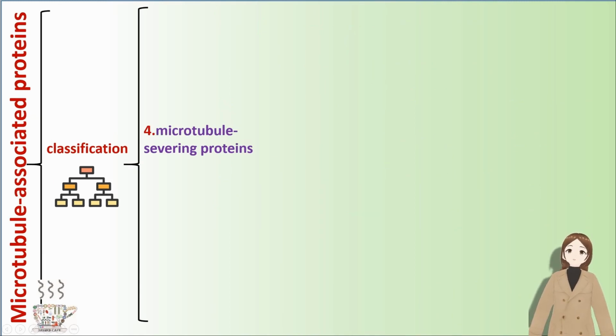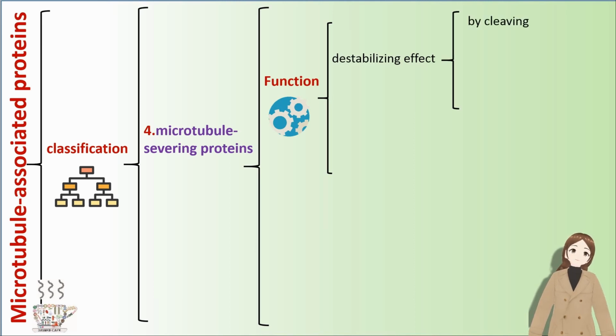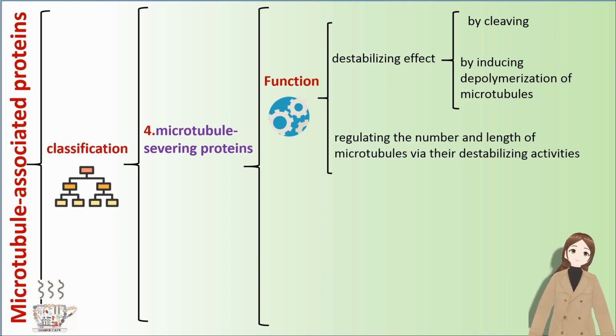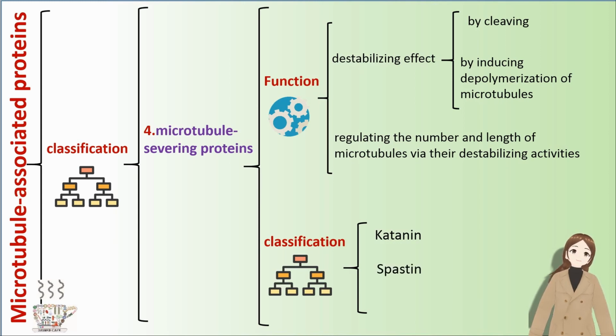The fourth subgroup is microtubule-severing proteins. They play a role in the stabilizing effect by cleaving and by inducing the polymerization of microtubules, and in regulating the number and length of microtubules via their destabilizing activities. They can be divided into three subgroups: katanin, spastin, and fidgetin.